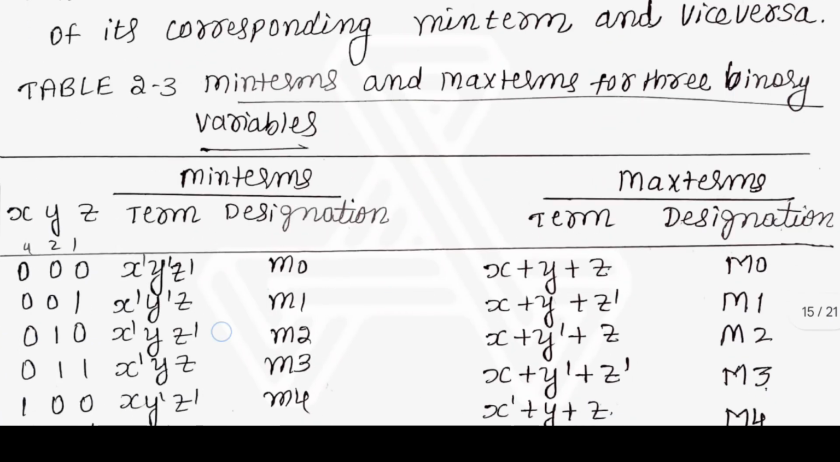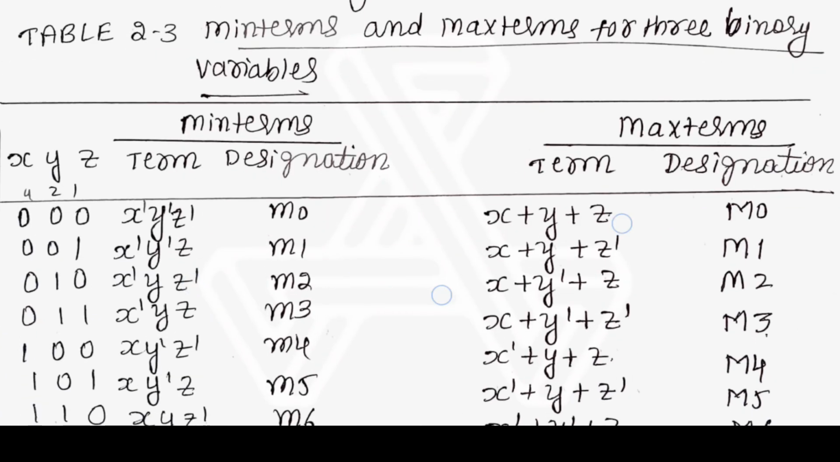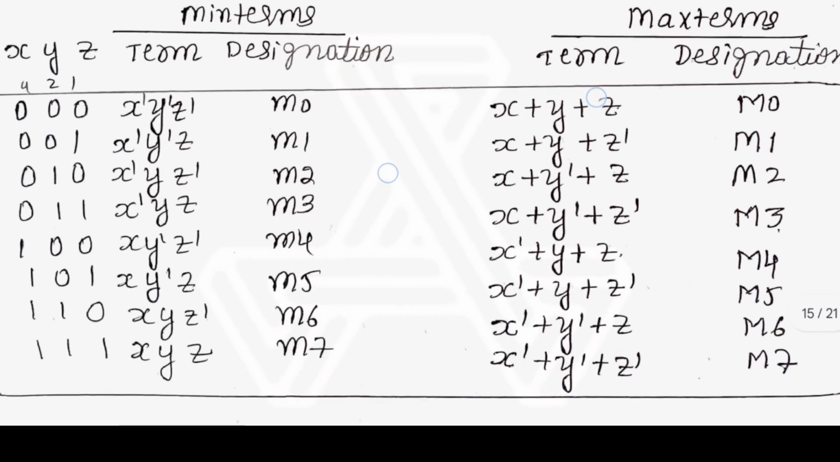Min terms and max terms for 3 binary variables. Min terms and max terms. Min terms are x, y, z.